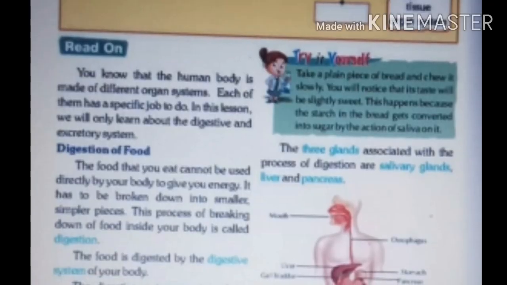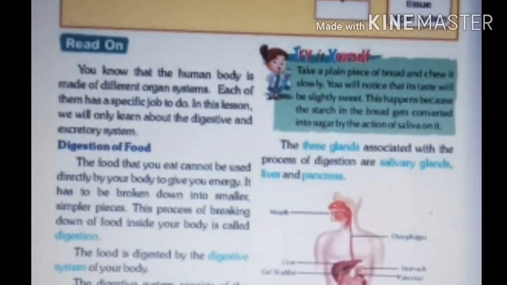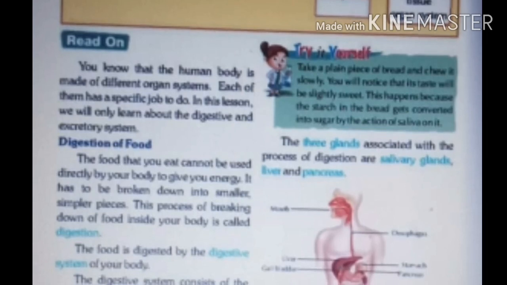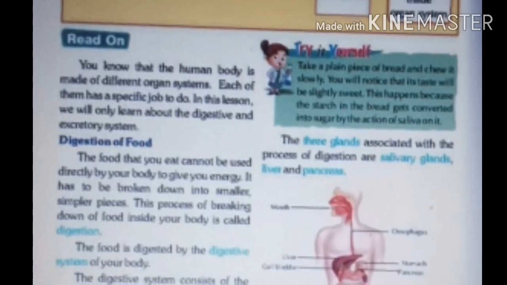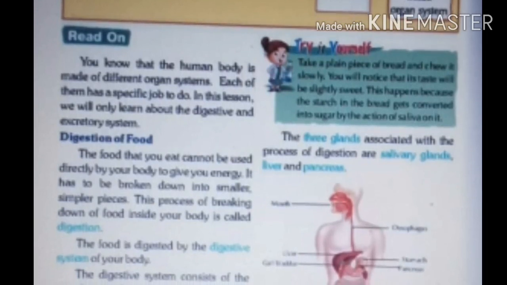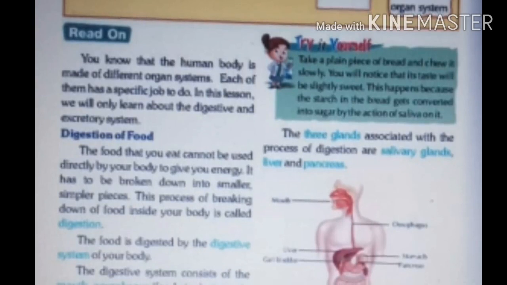See, our human body is made up of different organ systems. Each of them has a specific job to do. But in this lesson, we will learn only about the digestive and the excretory system. Before that, we should know what is digestion.